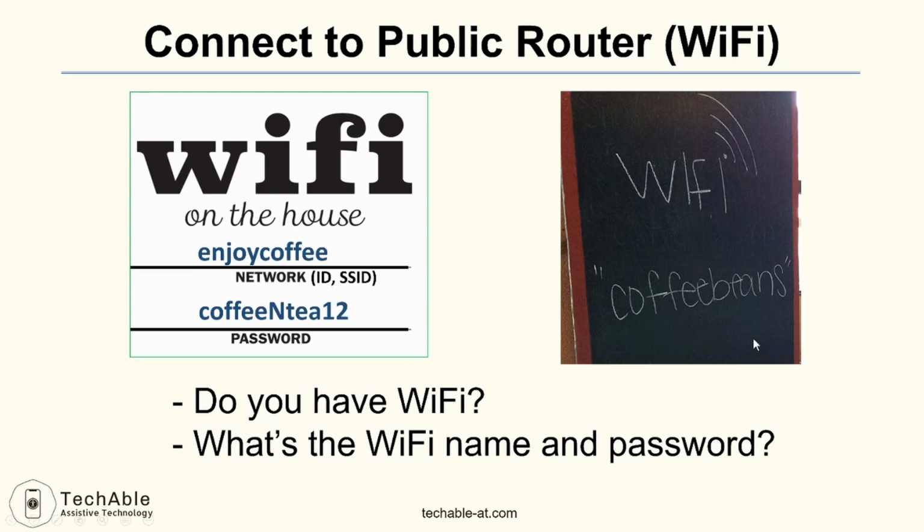So if you only see the name of the Wi-Fi, you don't need to put in a password to connect to it. So you just select the router name, Coffee Beans, from your phone, and the phone will be connected to their router. If you want to know whether the store provides Wi-Fi for its customers, you can just ask, do you have Wi-Fi here? What's the Wi-Fi name and password? Then you can use the store's internet with the information provided to you.